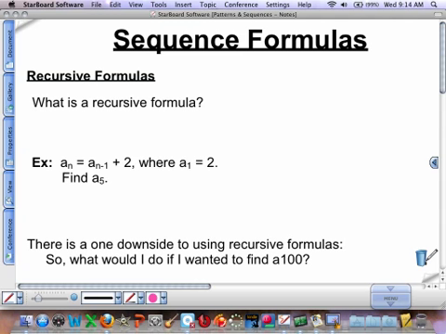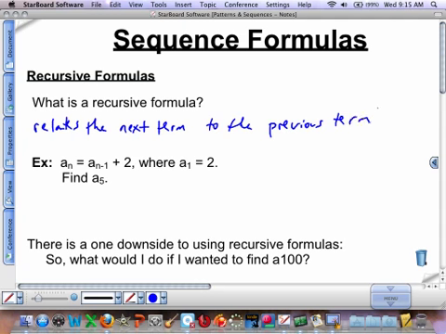So let's take a look at recursive formulas. Remember, we kind of already talked about this. A recursive formula is basically a formula that relates the next term to the previous term. So it relates the next term to the previous term.